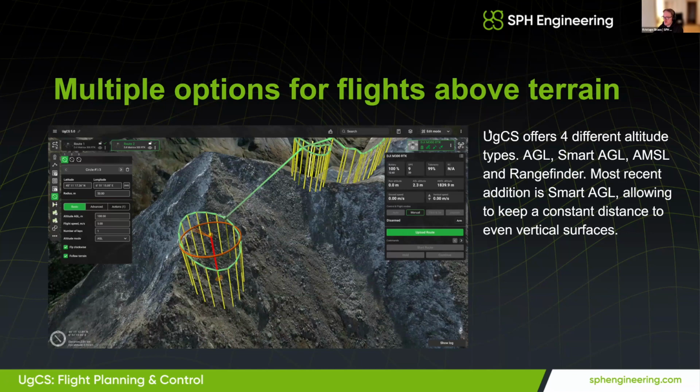And yeah, there are different options for flying above terrain. This I already briefly mentioned before. So there's AGL, Smart AGL, AMSL, which means the drone will stay level above the mean sea level, and also the rangefinder mode, with which, by the way, you can also fly at very low altitudes. Usually the rangefinder is used for ground penetrating radar surveys and other low altitude surveys that you have to do. So typically the drones are flying at 1 or 2 meters above the ground, so very, very low in order to collect this data.